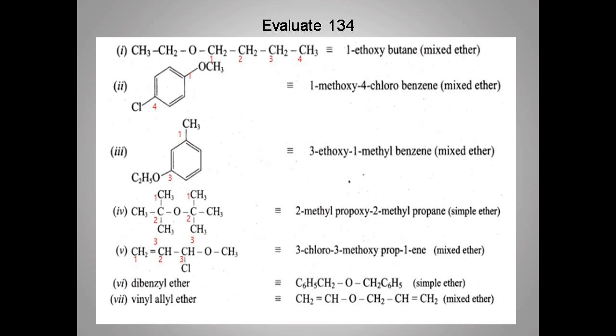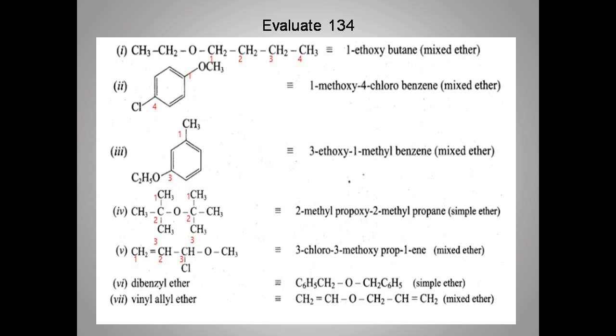Next one, dibenzyl ether. If you remove a hydrogen from toluene, we get C6H5CH2, which is called benzyl. Don't confuse it with phenyl. Phenyl means whenever you remove a hydrogen from benzene. But benzyl, if you remove a hydrogen from toluene, you get benzyl. So C6H5CH2O CH2 C6H5. Both sides are the same, so it is a simple ether.